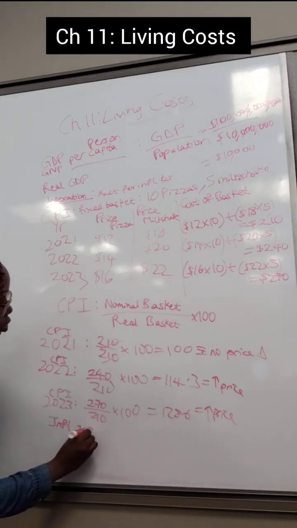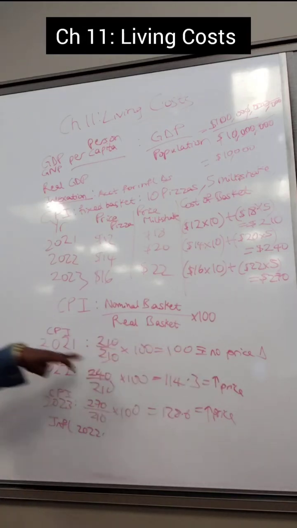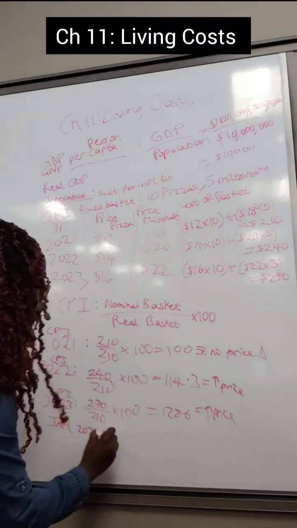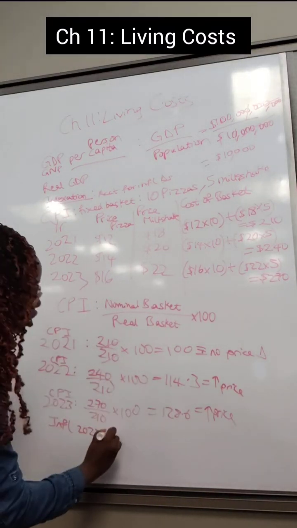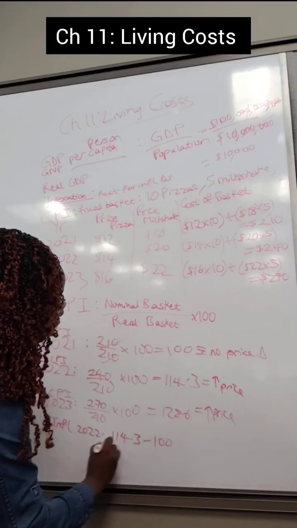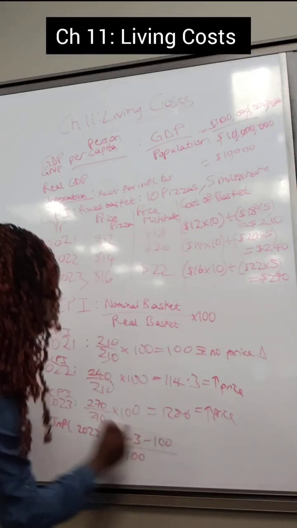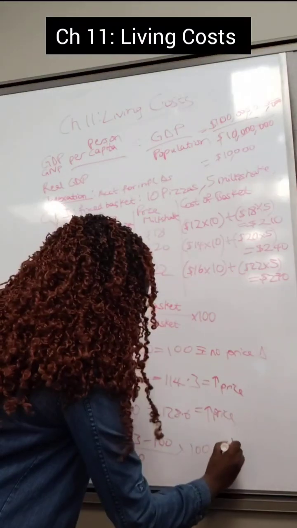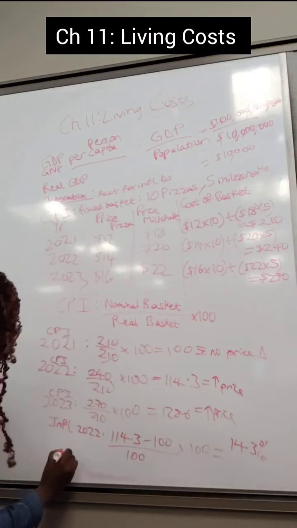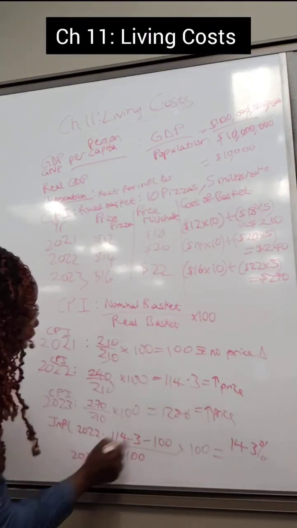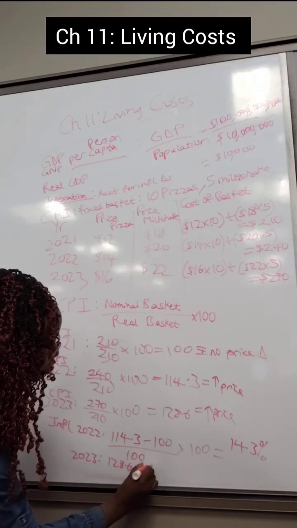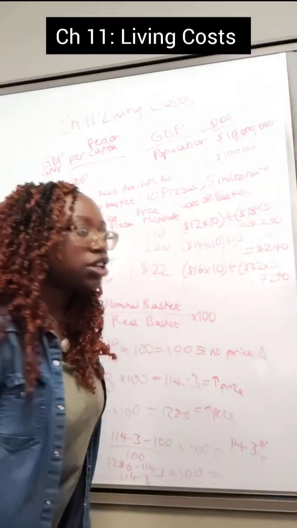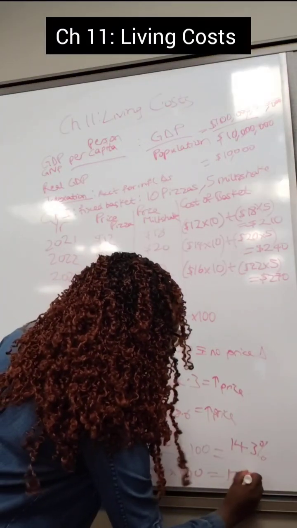Now, using your CPI to calculate inflation is the same concept. Remember, 2021 is 100, so there's no price change. Inflation for 2022 is based on new minus old. Remember the new minus old concept? The new CPI for 2022 is 114.3 minus 100, divided by 100, which is your old CPI value, times 100. That gives you an inflation rate of 14.3%. Same thing for inflation in 2023. The new CPI is 128.6 minus 114.3, divided by 114.3, times 100, and that gives you an inflation of 12.5%.